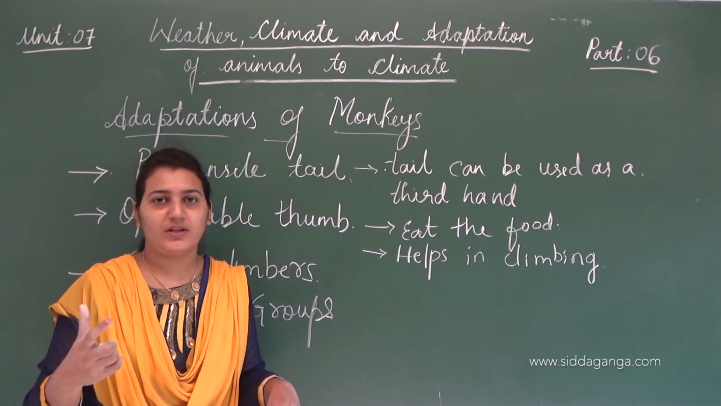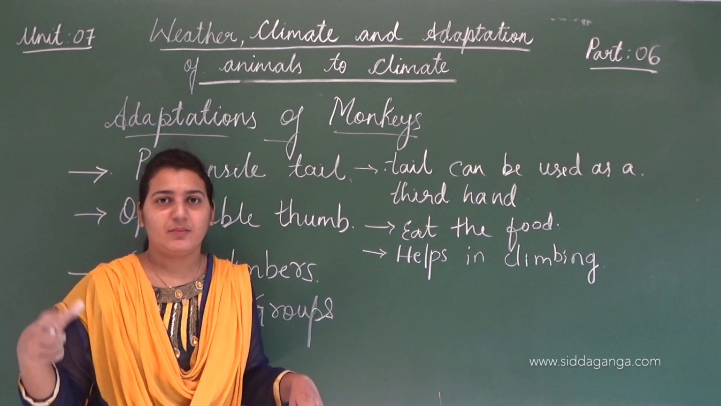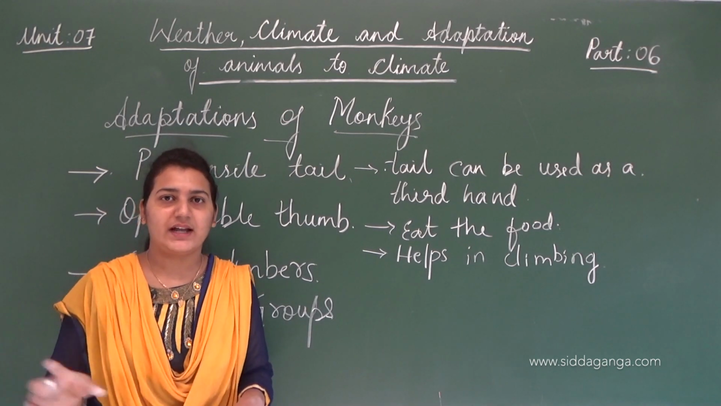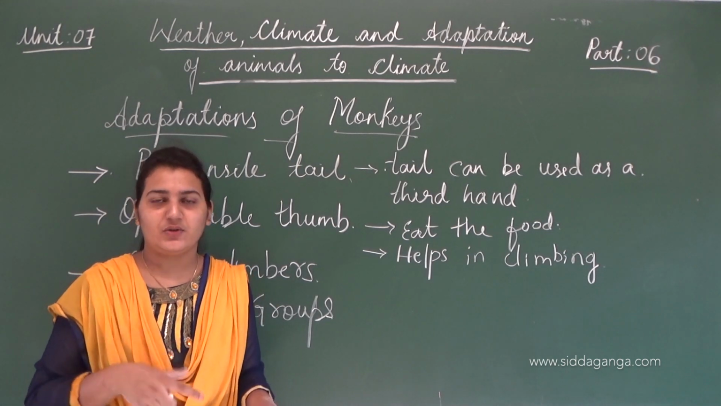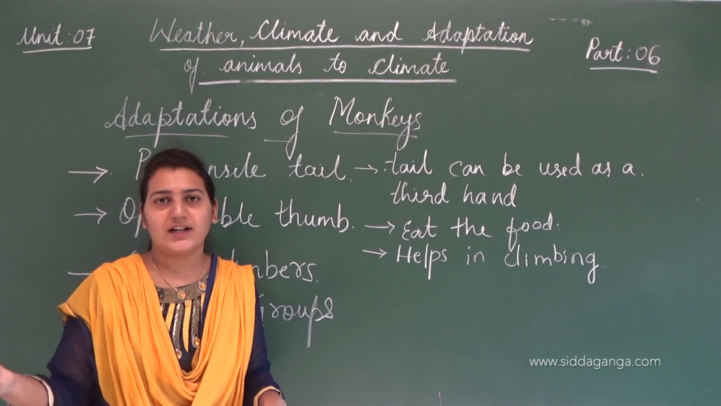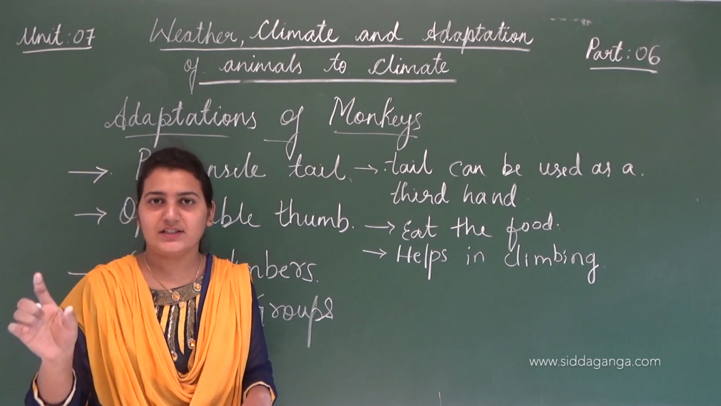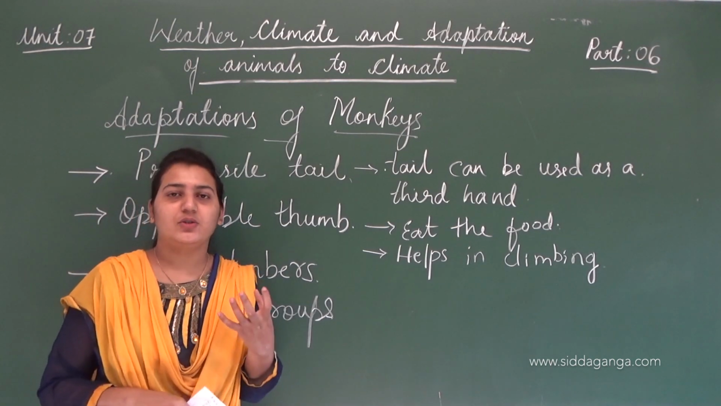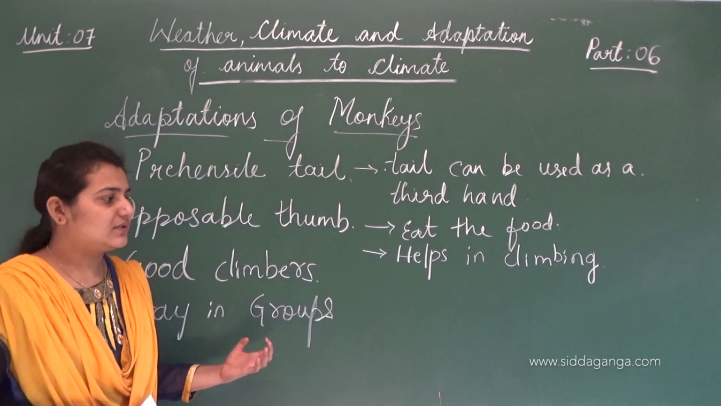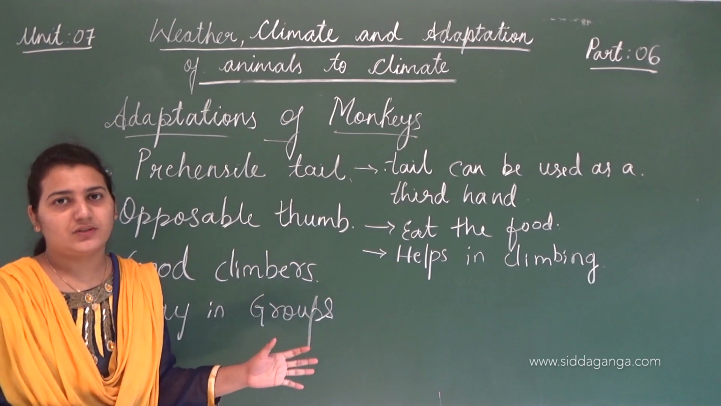If there are some 40-50 monkeys together, the other animal won't go to attack there. It will itself get scared and it won't attack the whole group of monkeys, it can't. So that's the reason, to protect themselves from different animals, these monkeys usually stay in groups only.